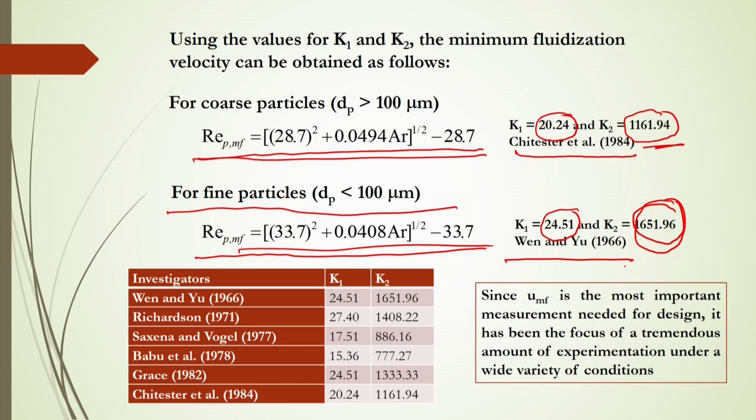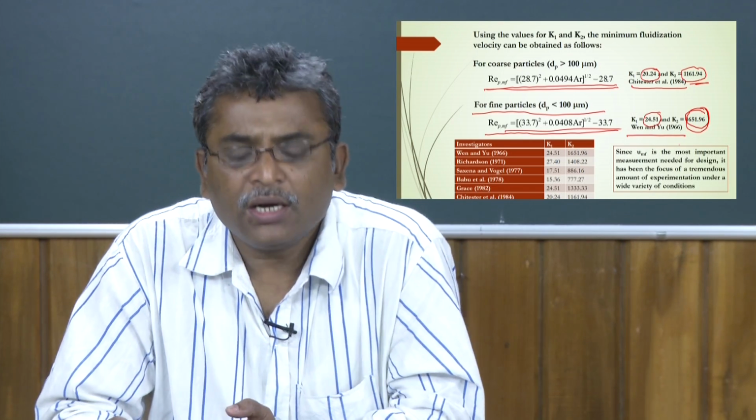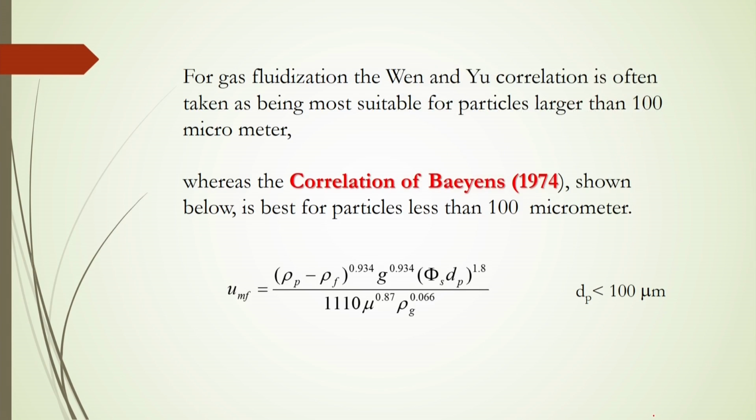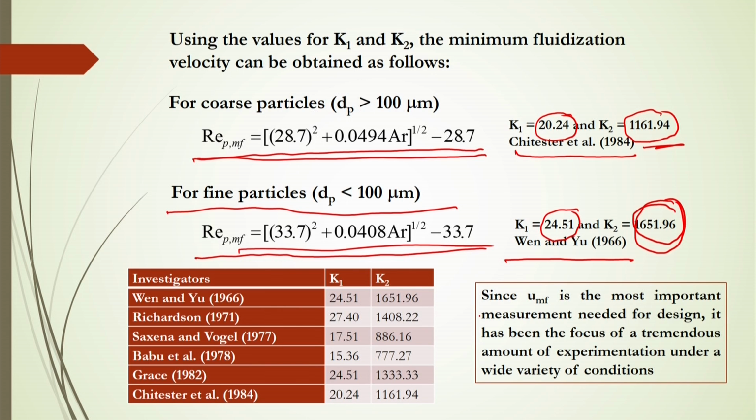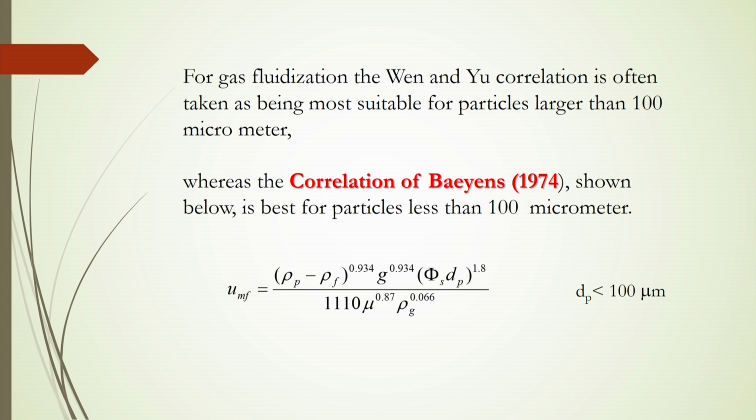So, different investigators get different results for different particle sizes. If particle size increases or decreases, then accordingly K1 and K2 will increase or decrease. Since minimum fluidization velocity is the most important measurement you need for design, you need to focus on a tremendous amount of experimental conditions and data for a wide variety of conditions for calculating the minimum fluidization velocity.